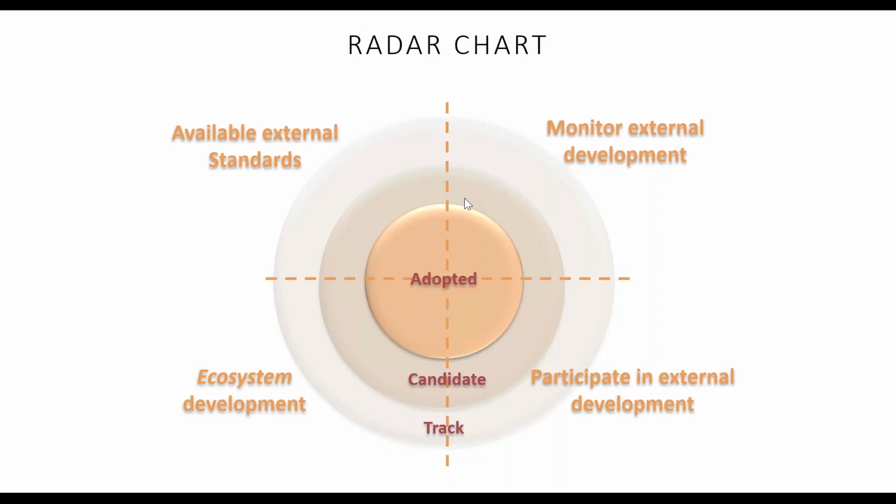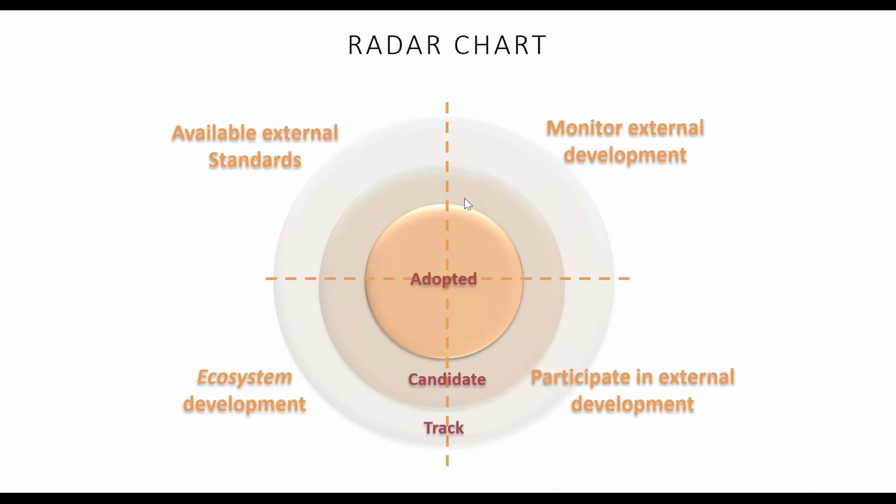The radar chart provides a simple view on the standardization assessment, illustrating technology of all the elements that may be of relevance for the project developments. This chart, as you can see, is divided into 4 quadrants, showing the ForeSee strategy for delivery of the candidate standards, adoption, monitoring, or participation in development, or in ecosystem development of standards.